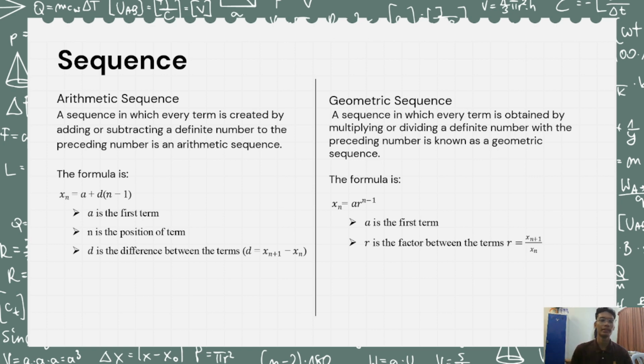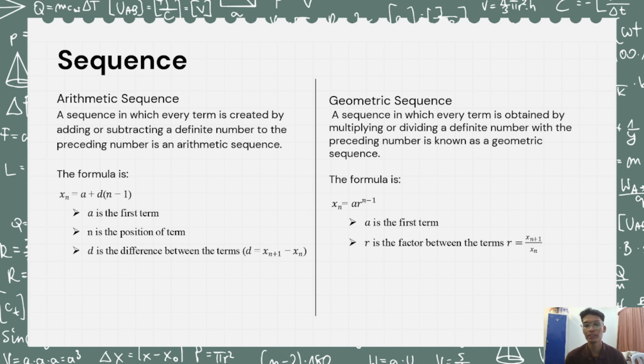A sequence has two types. First, the arithmetic sequence. An arithmetic sequence is a sequence in which every term is created by adding or subtracting a definite number to the preceding number. This is the formula. A is the first term, n is the position of the term, d is the difference between the terms.